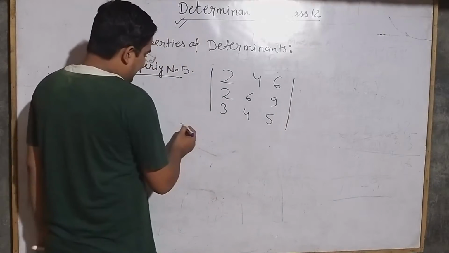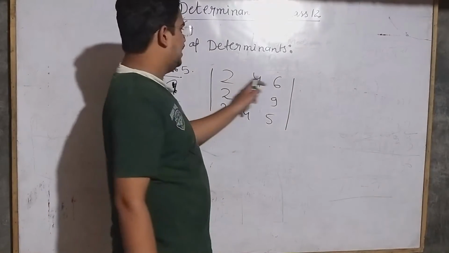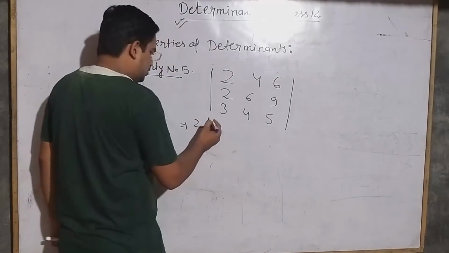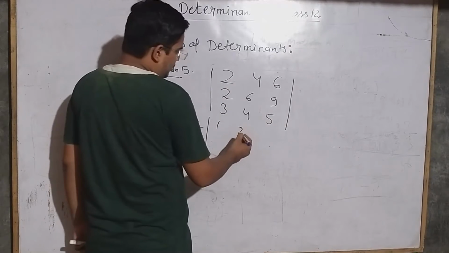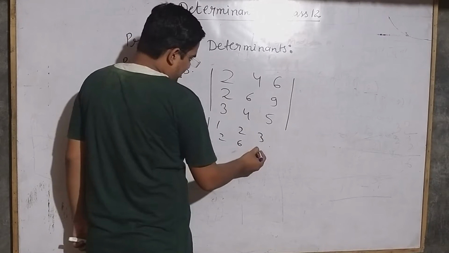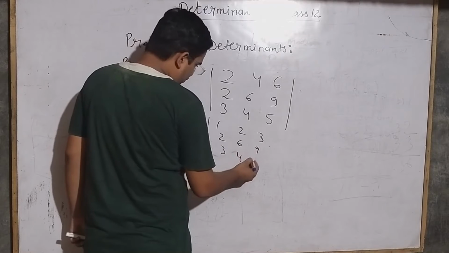So what I can say is, I can take a common factor from this R1. Look at this. What can I take common? I can take common 2. So now it will become 1, 2, 3, then 2, 6, 9, and then 3, 4, 5.